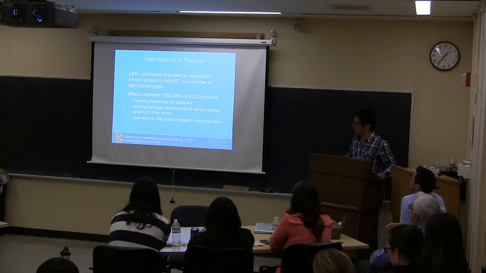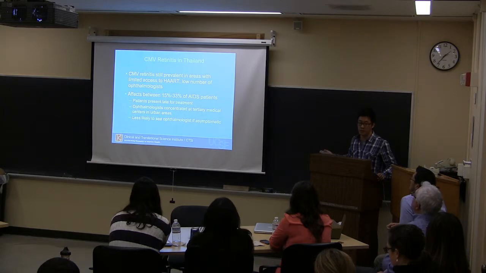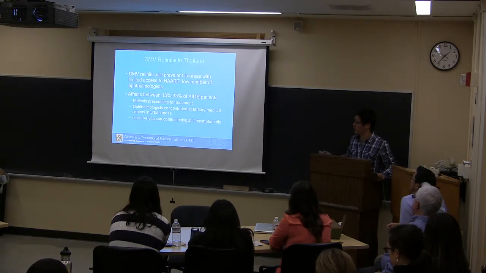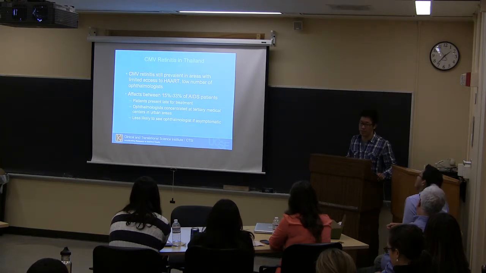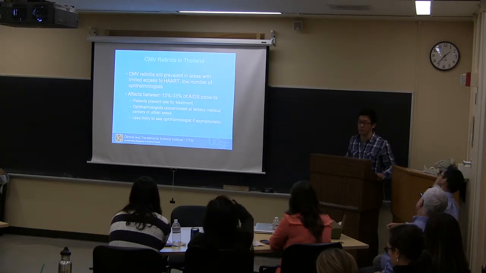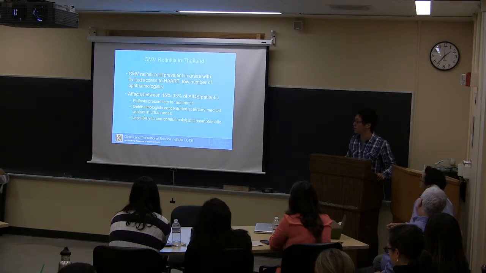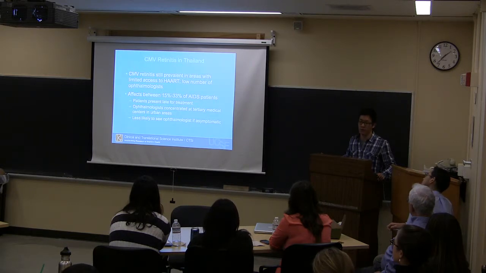And this happens for a lot of reasons, one was just mentioned, but also patients tend to present late for treatment. Over half the patients in Thailand will be put on HAART when their CD4 counts are below 100. And also the few ophthalmologists that they do have tend to be concentrated at these specialized hospitals in urban areas, so it's hard to diagnose people in these poor settings, such as rural areas. And also, a lot of people, even if they are referred to an ophthalmologist, may not actually follow up with that referral if they aren't symptomatic.